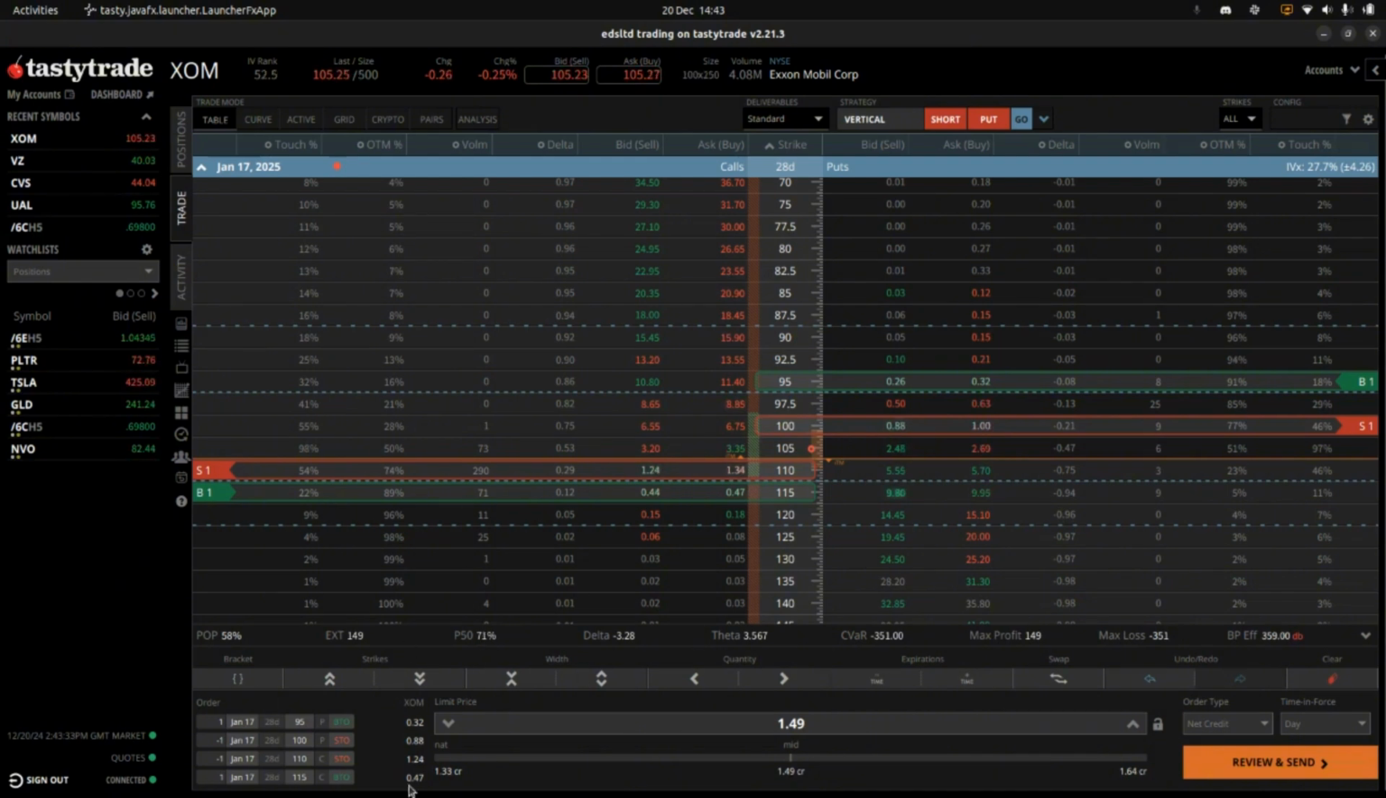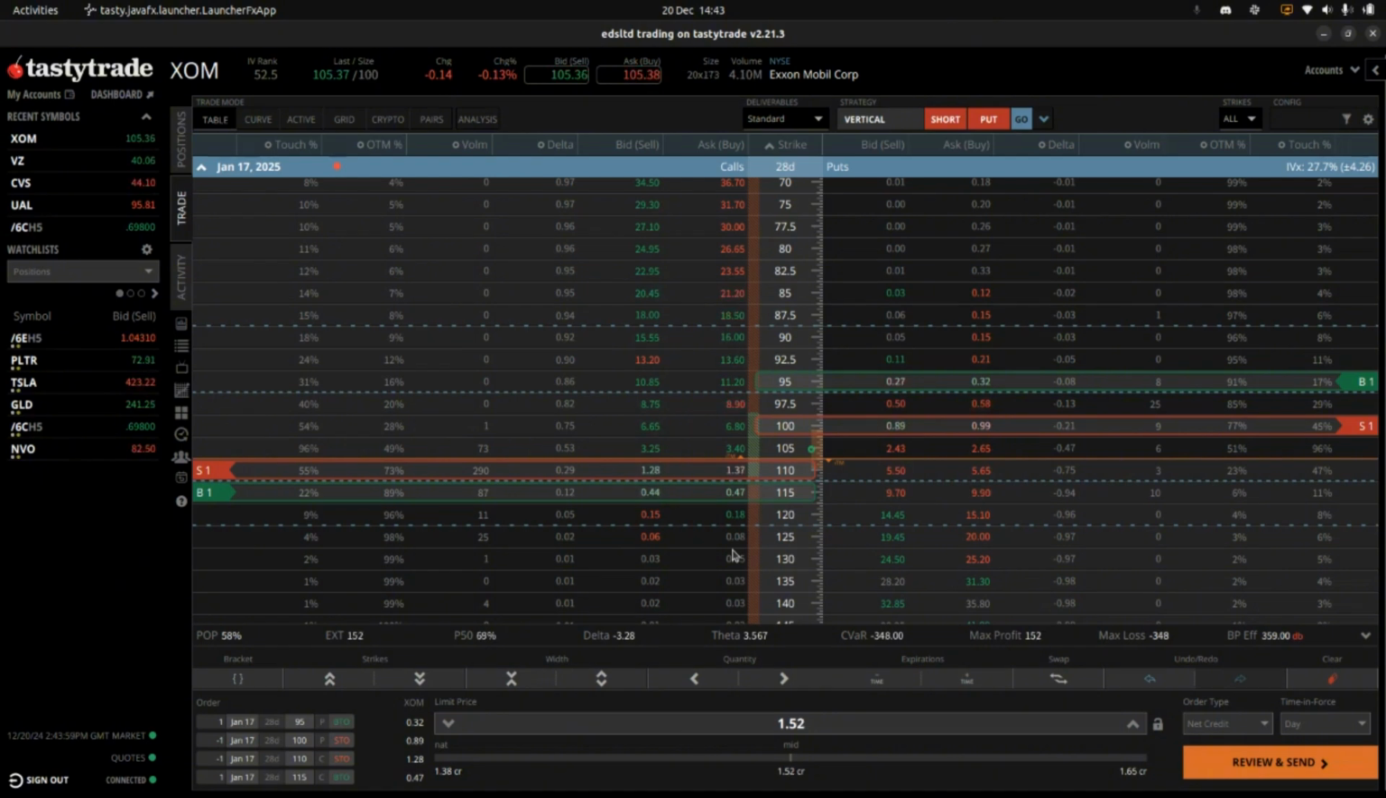Now, in turn, our probabilities of success have slightly dropped, by a couple of percent. But that's the trade-off of having such a higher return on capital. And in my opinion, this is the more desirable trade as opposed to the naked position. Sometimes the naked position is more desirable. Sometimes the defined risk position is more desirable. But in this instance, the defined risk position is better.